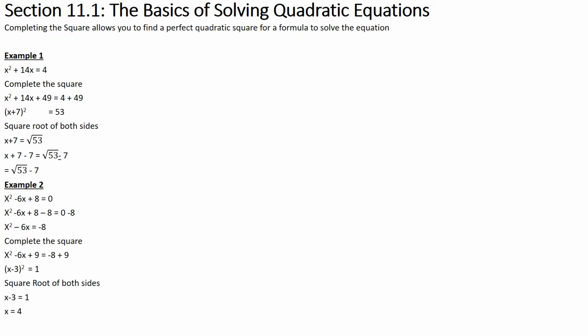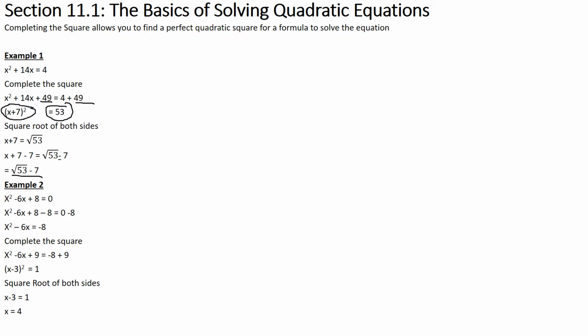So I'm going to add 49 to one side, as I did right here, and then I'm going to add 49 to the other side, because this is algebra. We have to balance. So now on the left side I've got x squared plus 14x plus 49, which is a perfect square trinomial, or x plus 7 squared. And on the right, I've got 4 plus 49, which is 53. Square root of both sides, x plus 7 equals square root of 53. Now let's get rid of that 7, so I have x by itself. x plus 7 minus 7 equals square root of 53 minus 7. Final answer is square root of 53 minus 7.